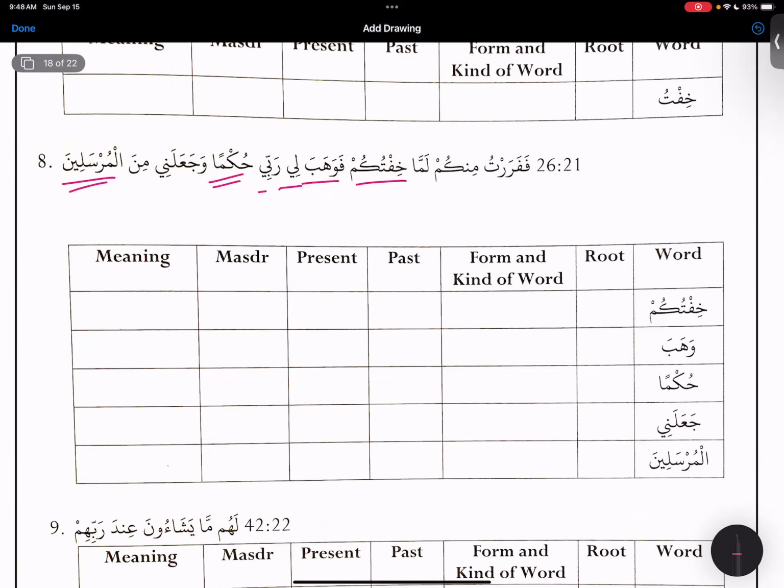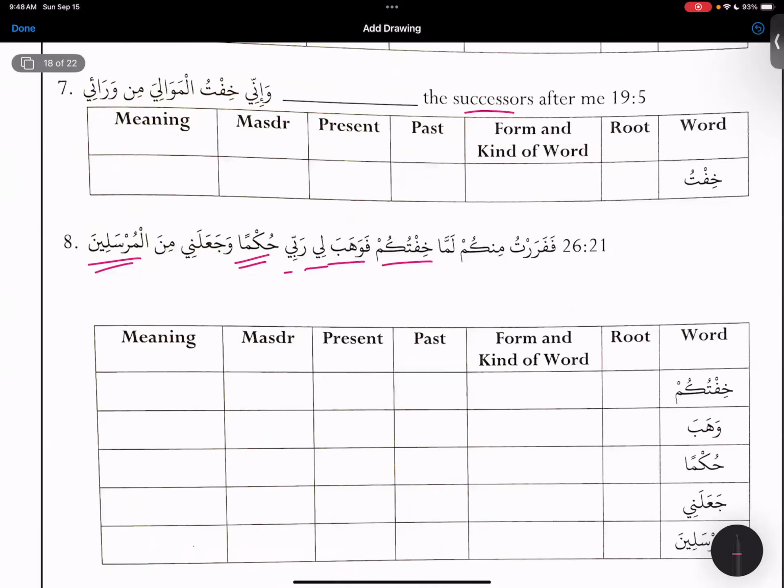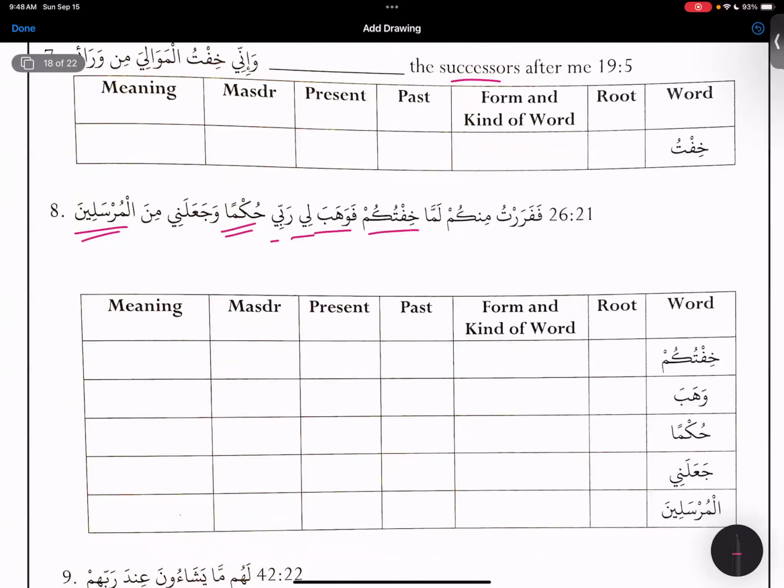Mursaleen, what kind of siga is mursaleen? Ism fail. No, ism maful, because it's not mursil. Seen has fatah. Okay, yeah, this is maful. Those who are being sent, right? So this is a maful. Mursilin will be ism fail, right? Mursilun and mursalun, it is from bab if'al, right? Arsala yursilu, like aslama. Yeah, it is.